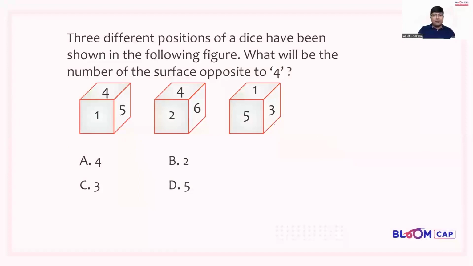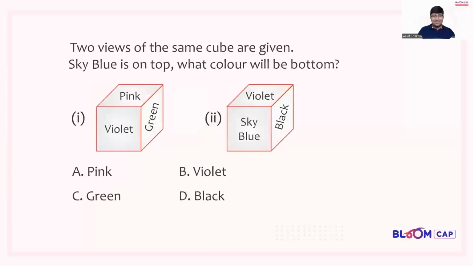Now, the next one. What will be the number of surface opposite to 4? Other than 4, you can see 1 and 5 over here. You can see 1 and 5 common, so use the property of two faces common. The uncommon face 4 will be opposite to 3. So the number on the surface opposite to 4 will be 3. Alright.